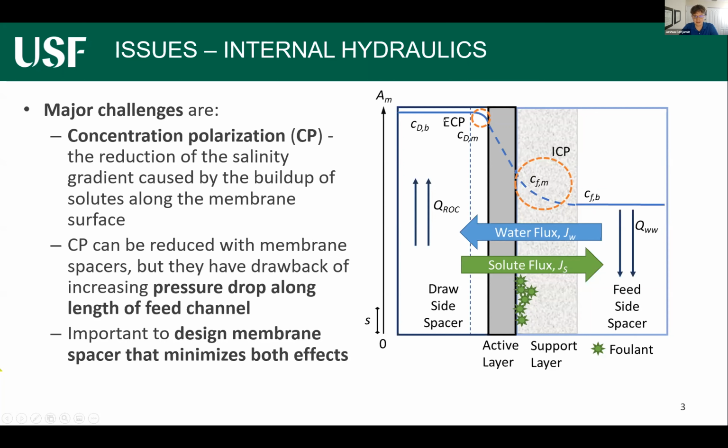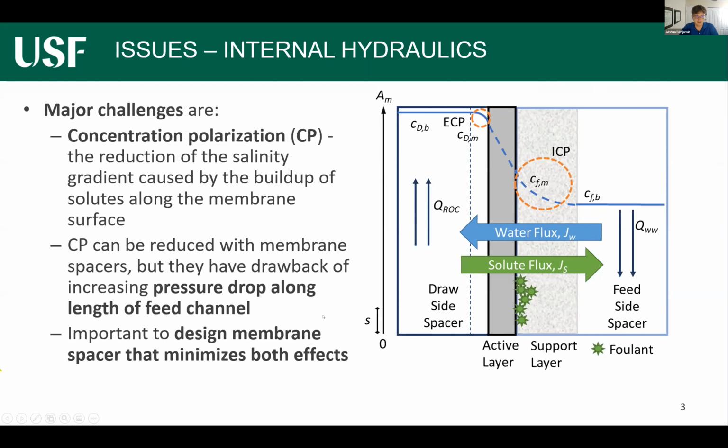And you can see that in this graphic right here, where you have external concentration polarization with this blue line representing your salinity gradient, and internal concentration polarization. And this makes the gradient go from this larger gap right here to these smaller gaps just due to that concentration gradient. And this can be reduced with membrane spacers, but the membrane spacers have a drawback of increasing a pressure drop along the length of the feed channel.